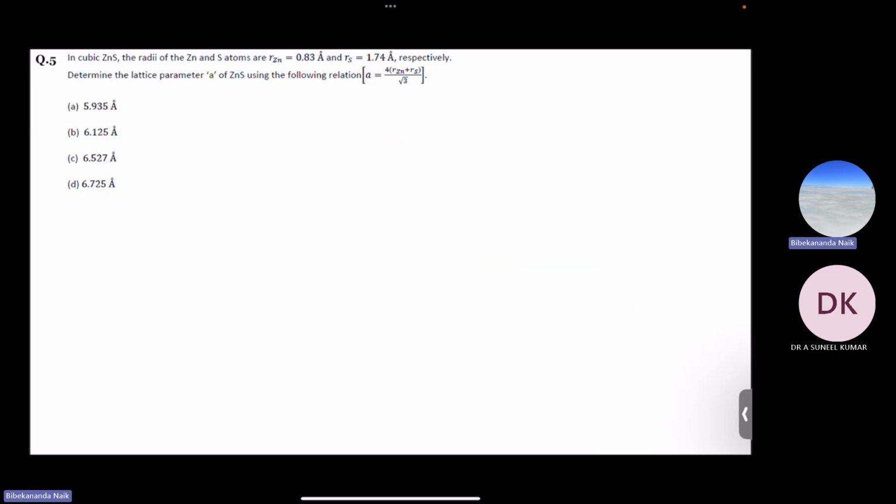We need to find out the lattice parameter a using the following relation: a equals 4 times (radius of zinc plus radius of sulfide) divided by root 3. So it is a very straightforward question. We simply need to put the values and get the answer. There is nothing hidden here. So these are the options. Option A is 5.935 Armstrong. Option B is 6.125 Armstrong. Option C is 6.527 Armstrong, and option D is 6.725 Armstrong. Since this is very straightforward, I'll give you a few minutes to try this question, and then we'll proceed to the next question.